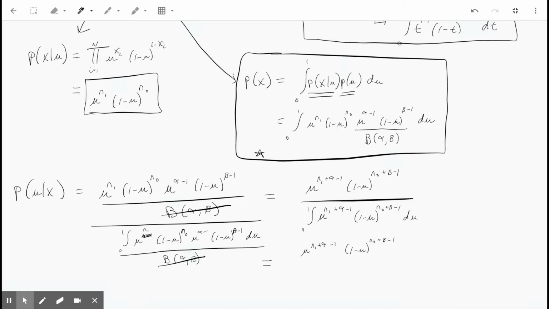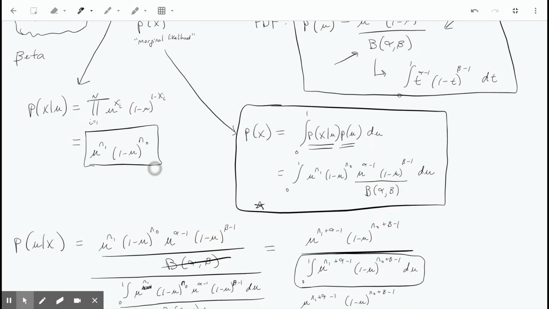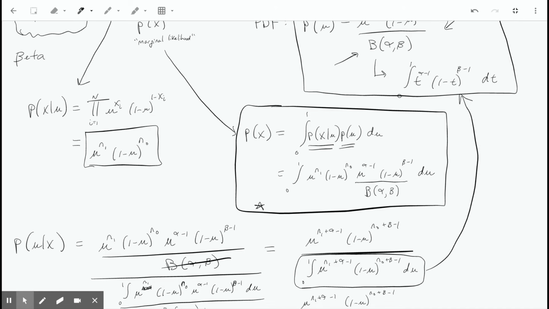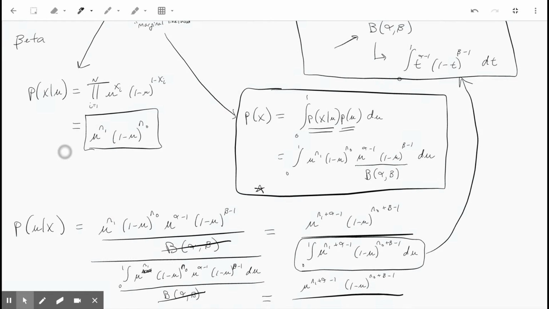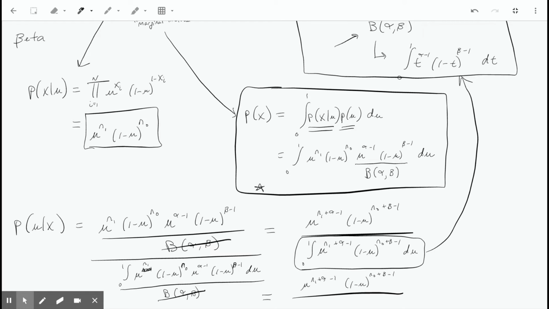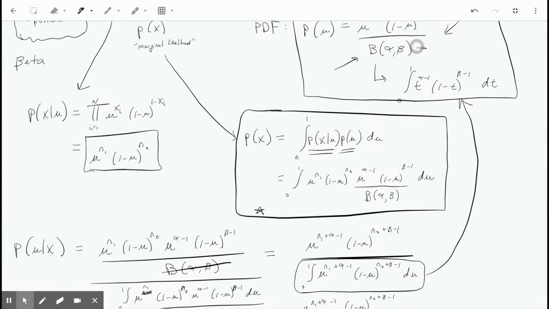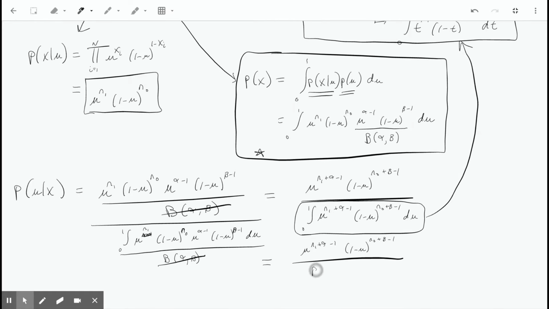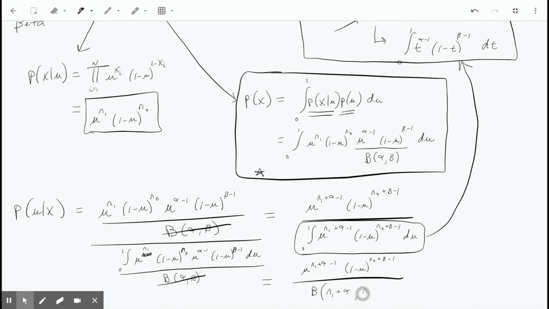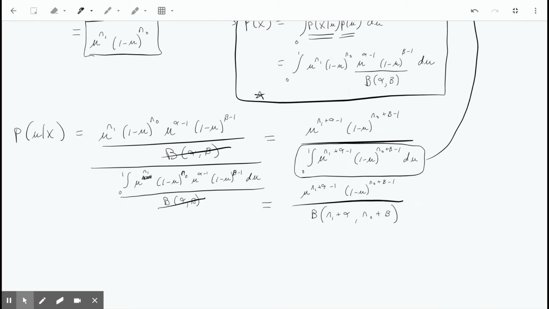But this here has the same form, if you look closely, as that. So what we just realized is that this denominator is actually a beta function. It's actually a beta function where the alpha parameter is just n1 plus alpha, and the beta parameter is actually n0 plus beta. Okay, so now this is our posterior distribution.